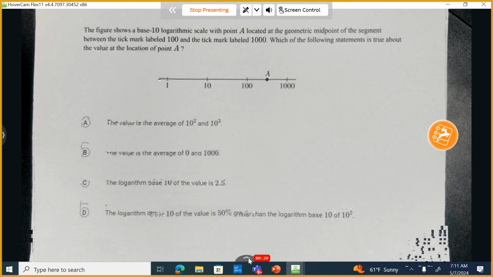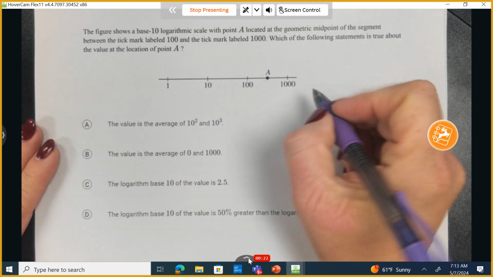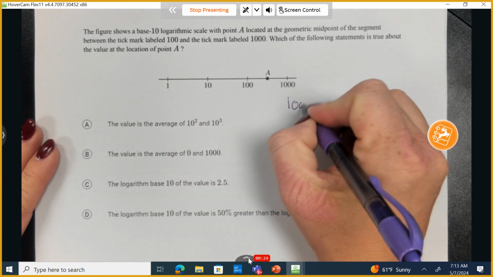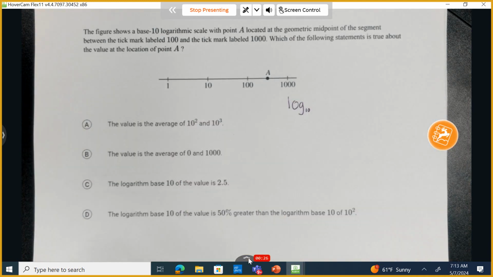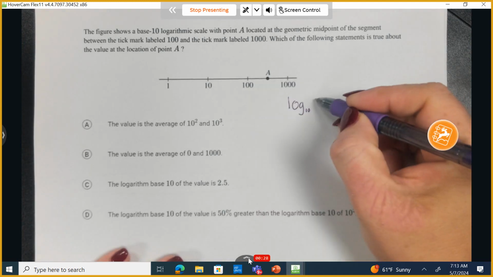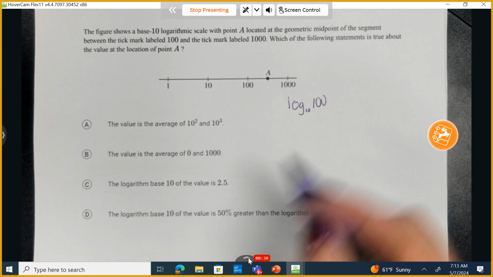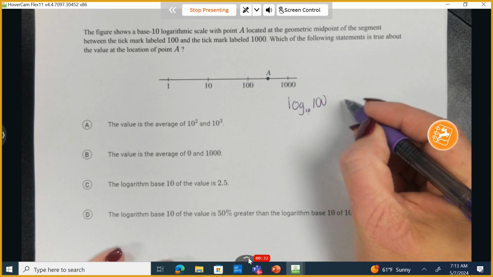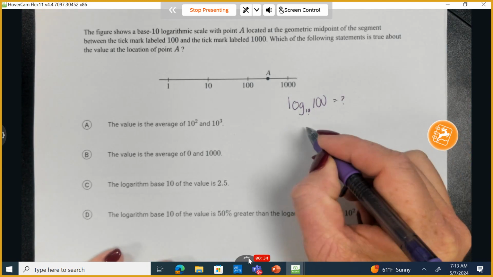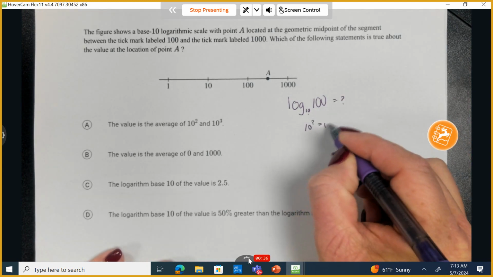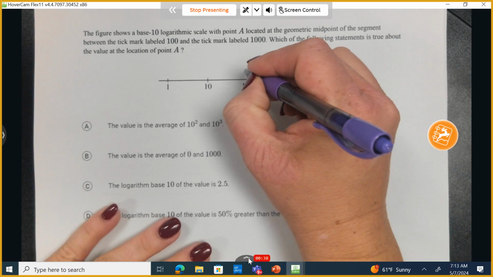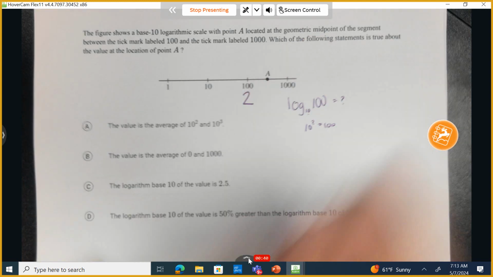So how can we go about doing this question? We're going to write base 10 with the log. So on your paper, please write base 10 with the log. Now, if 100 is here, let's think about this. What does this mean? It means 10 raised to what value equals 100? 10 raised to what equals 100? The answer is 2. So this is a 2 at this position.